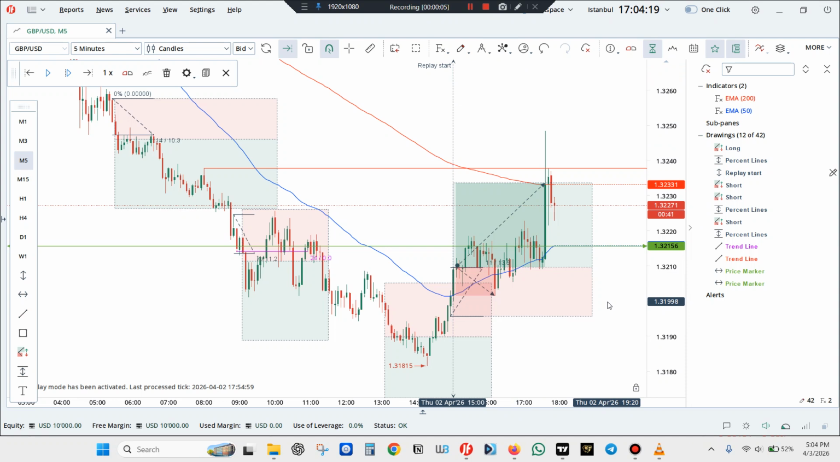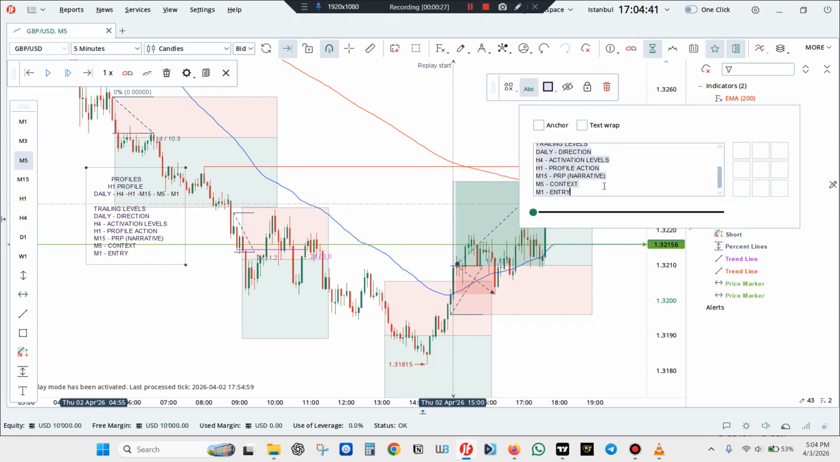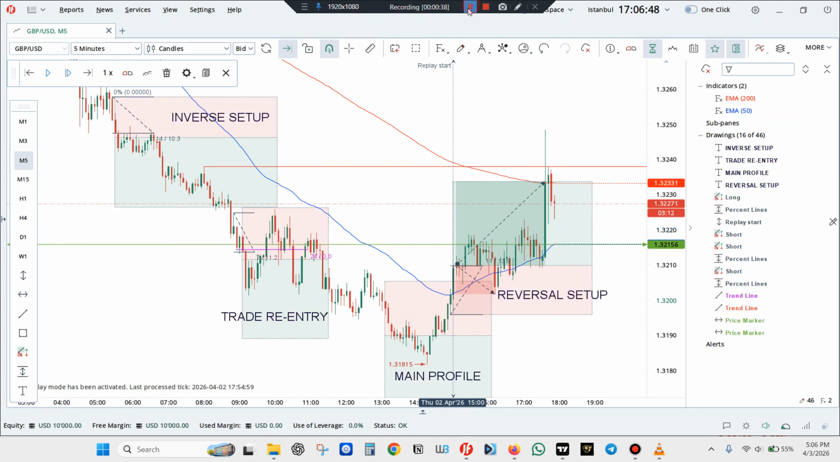I want to do a breakdown of these trades that we took on GU, and these 1, 2, 3, 4 setups are different setups. So this first setup, it's an inverse setup. So as you can see, all these are the setups that we were able to take on this one pair.